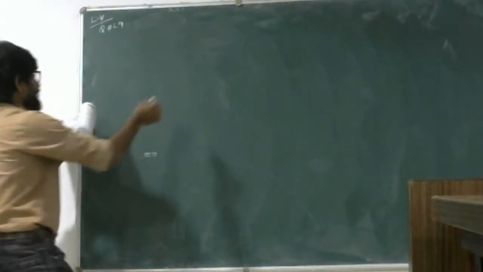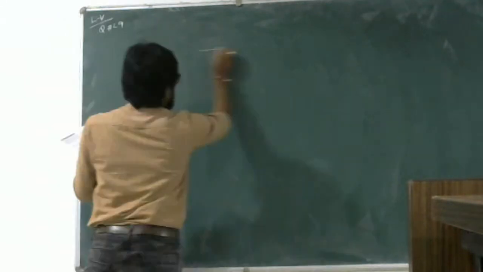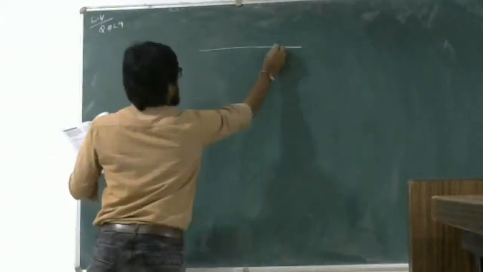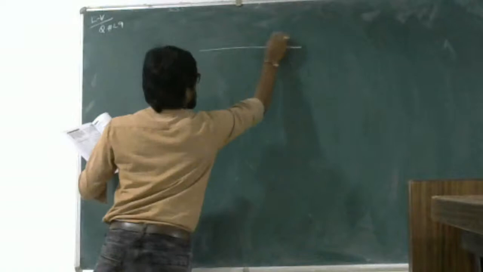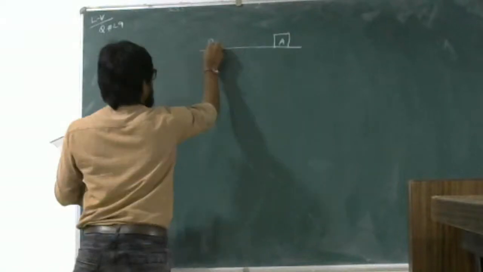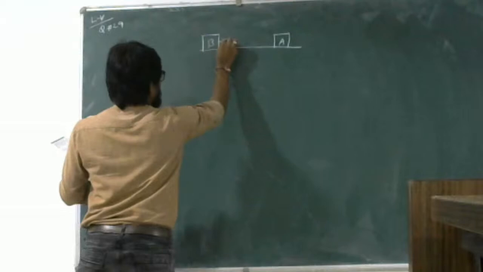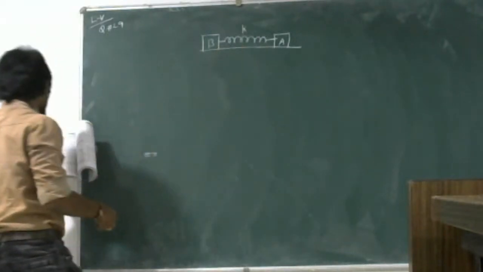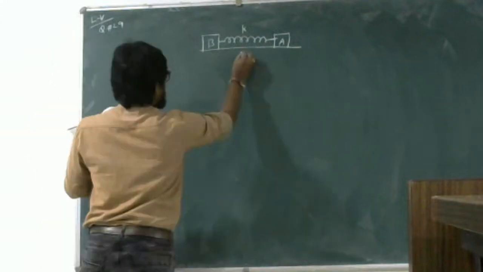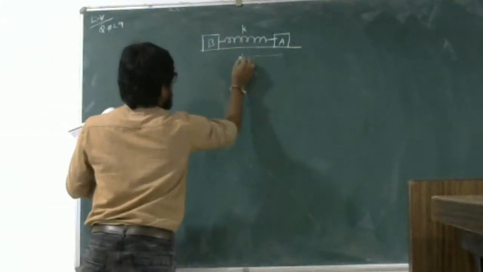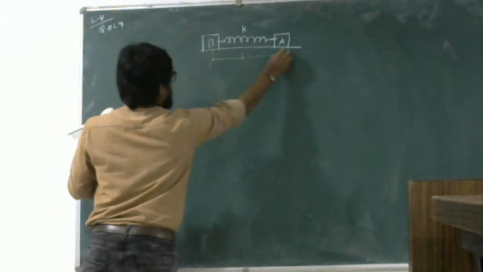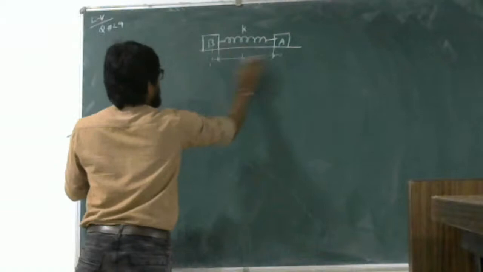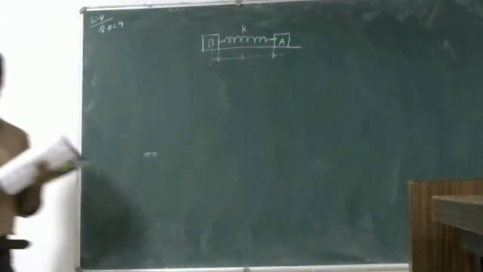There is a horizontal surface. On this there are two blocks, block A and block B, connected by a spring of spring constant K, and its natural length is L. When resting, the natural length or original length of the spring is L.